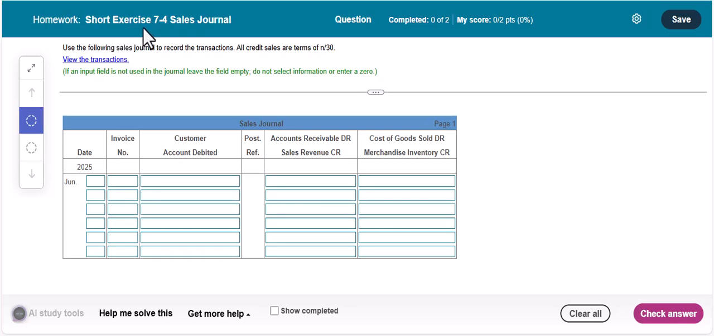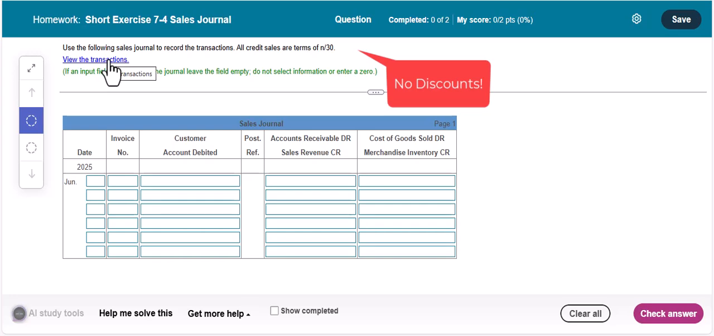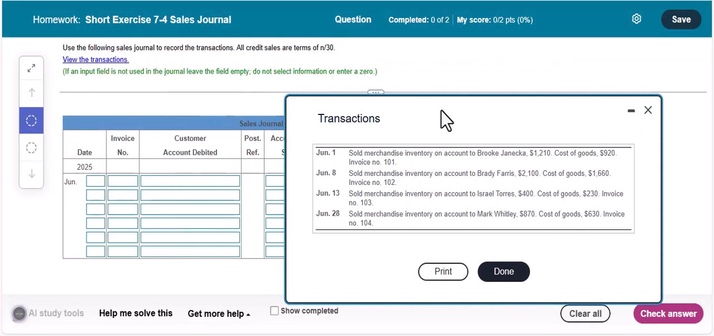Short exercise 7-4, sales journal. Use the following sales journal to record the transaction. All credit sales are terms of net 30. That's what that N30 stands for there. And we can view our transactions here.